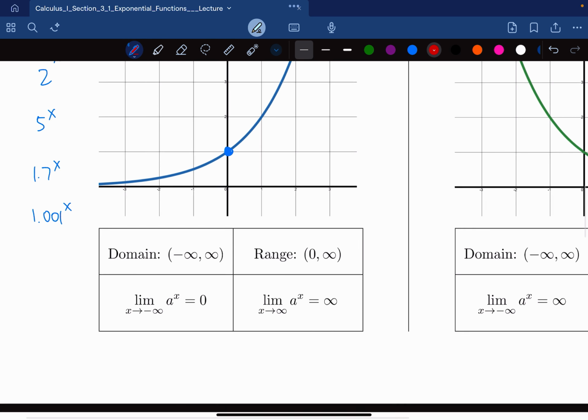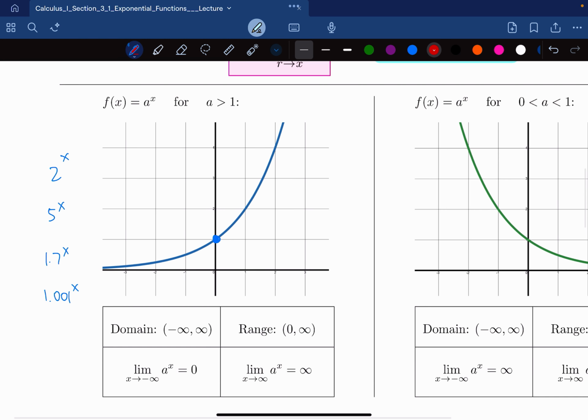The two things that you really do need to remember, though, is that because of this structure, on the left-hand side, it's going to be more and more flat, but on the right-hand side, it shoots up very, very fast. So as x approaches negative infinity, a to the power of x is equal to 0 for any a greater than 1. On the other hand, as x goes to infinity, a to the power of x shoots up to the right-hand side, and this is going to give you infinity.